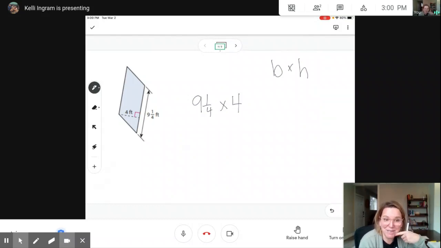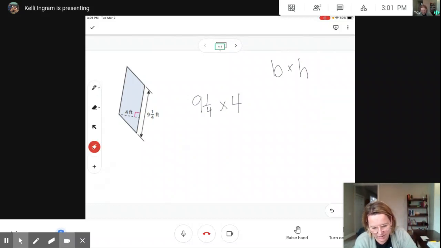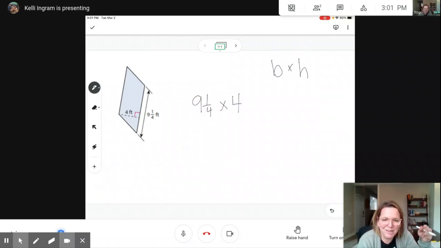But remember, how do we multiply fractions? Well, a couple of things here. I've got a mixed number, which is goofy. I could do 9 times 4 and then 1/4 times 4, or I can turn this whole thing, 9 1/4, into an improper fraction, which is what I'm going to show you real quick right now. Sorry, it already is a mixed number, so I'd write it as an improper fraction.